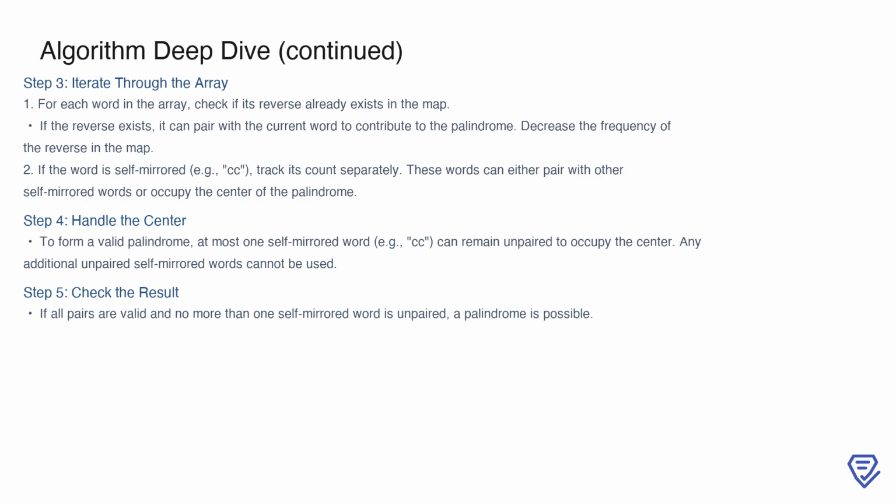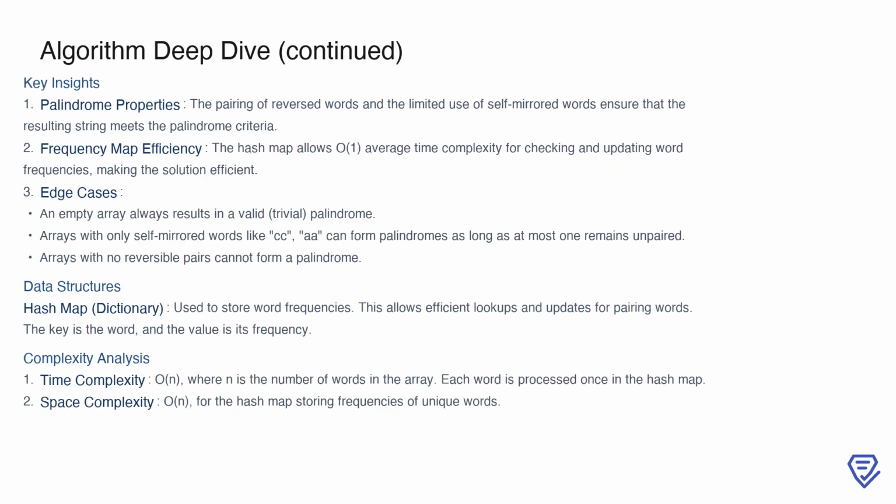Now, let's highlight some key insights that make this algorithm work. First, the pairing of reversed words and the limited use of self-mirrored words ensures that the final string satisfies the properties of a palindrome. Second, using a frequency map is crucial for efficiency. It allows us to check and update word counts in constant time on average, making the solution scalable.